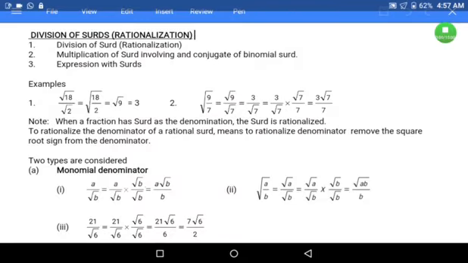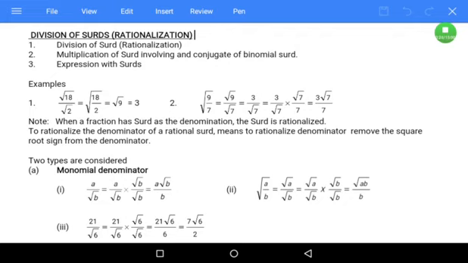Good day. This morning we shall be discussing how to divide surds, what we call surd rationalization. We'll be discussing how to multiply surds involving conjugates, monomial surds and binomial surds. Later we'll be dealing with how to simplify surd expressions.